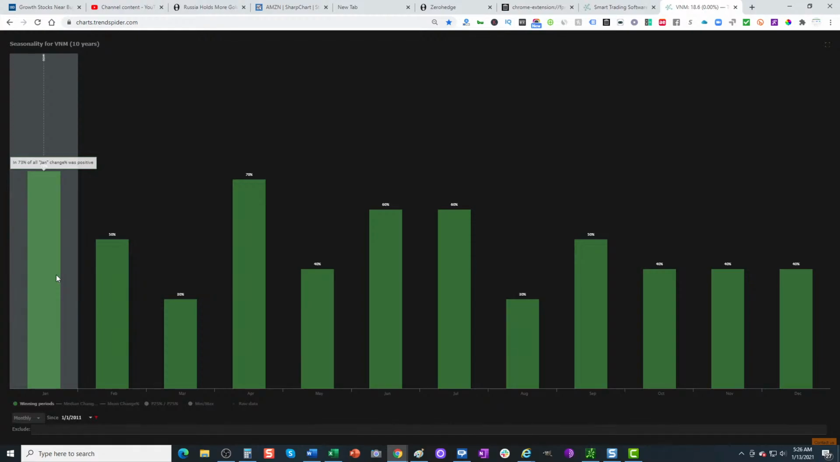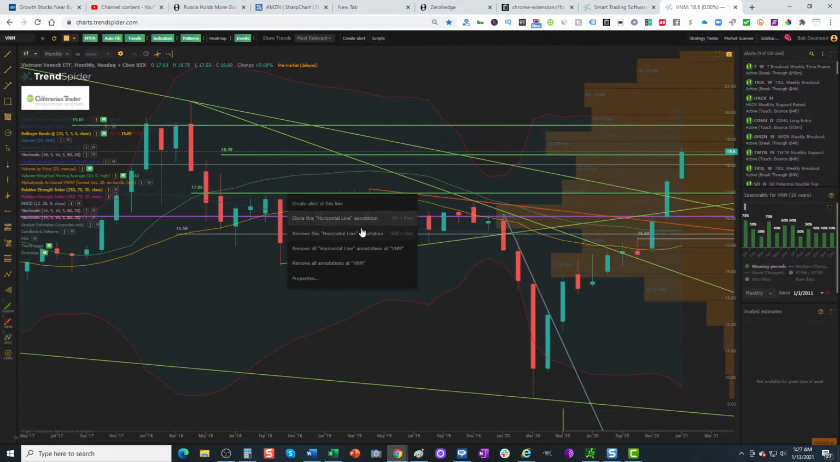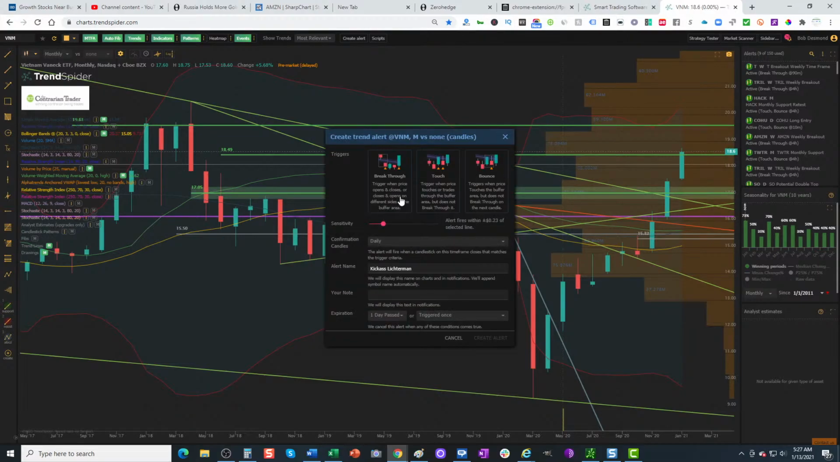Again, this puts you long of Vietnam. Very, very good ETF. Would it not be best to wait for February, March to enter the trade? I think so. A pullback to 1705 would be very, very attractive. I'm going to create an alert here. Touch, bounce.